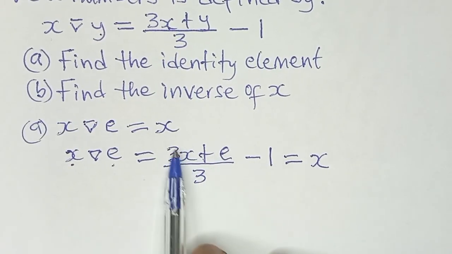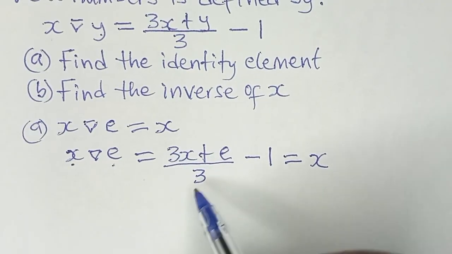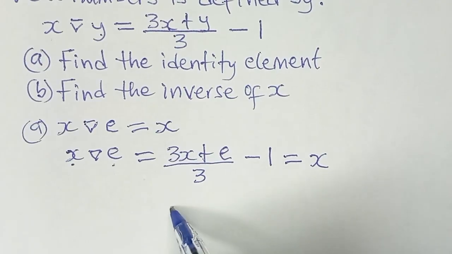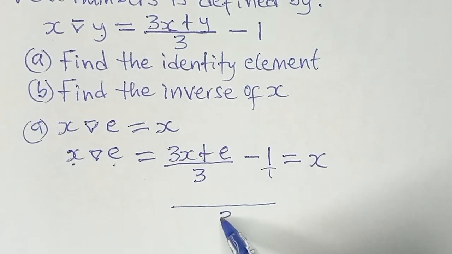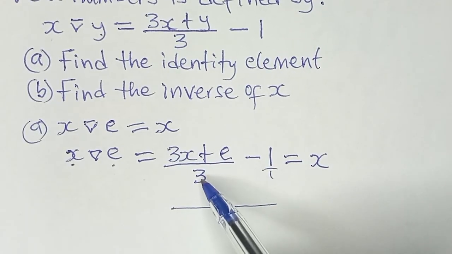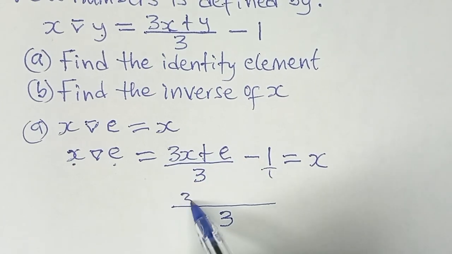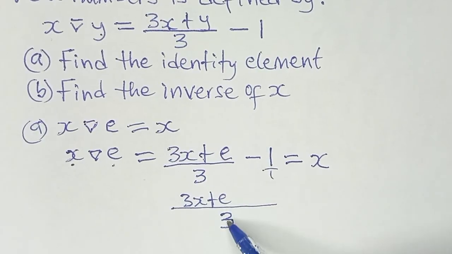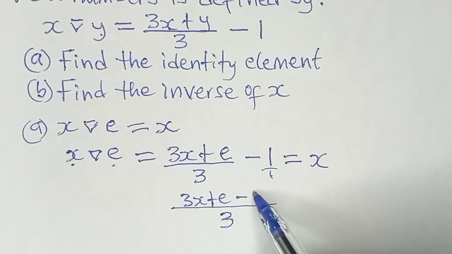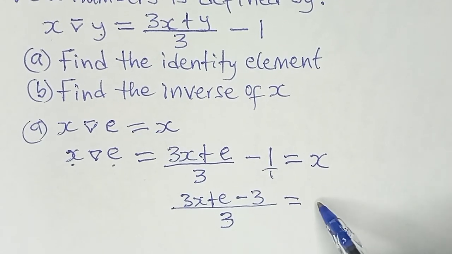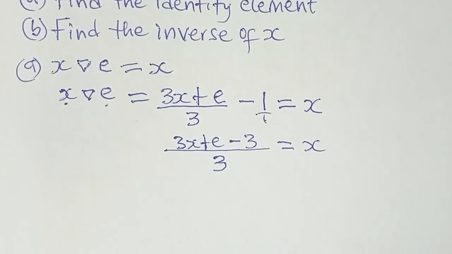So now let's take these two parts and solve for the identity element. The LCM is 3. Don't forget, this is like 1 over 1. So the LCM of 3 and 1 is 3. Then 3 divided by 3 gives you 1, and 1 multiplied by 3x plus E remains 3x plus E. Then 3 divided by 1 is 3, multiplied by negative 1 gives us negative 3. And then everything is equal to x. So we have to solve further and get the value of the identity element.